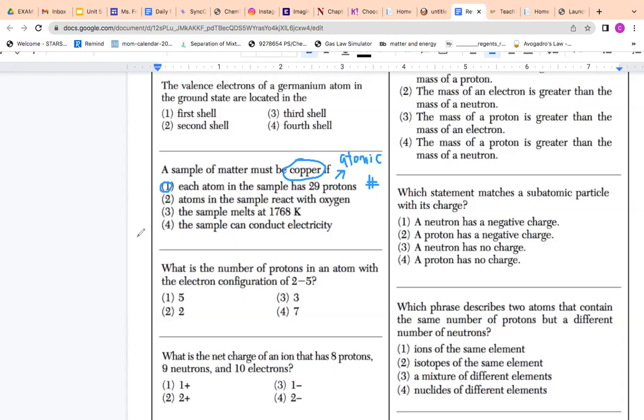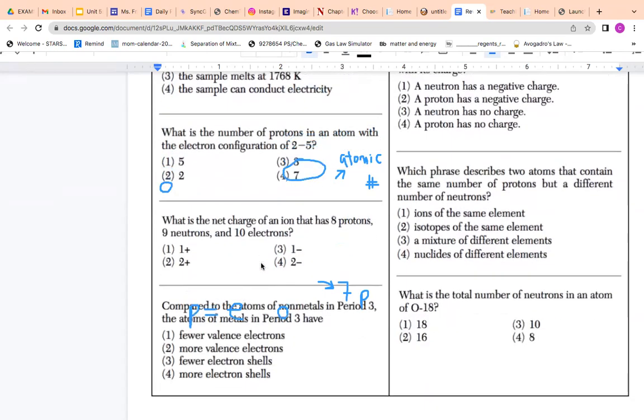All right. Next one, what is the number of protons in an atom with the electron configuration 2, 5? This is talking about element 7. Okay, it's got 7 electrons. If it's got 7 electrons, it's also going to have 7 protons. So those things should be equal in a neutral atom. And by the way, they're talking about nitrogen. Nitrogen is number 7. So protons and electrons, again, should be equal in a neutral atom.